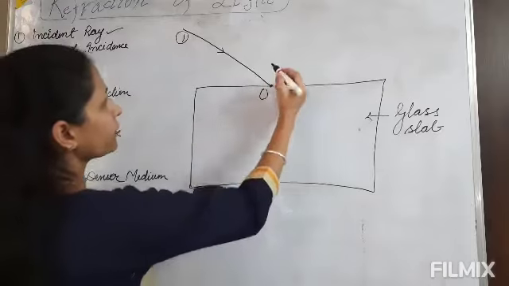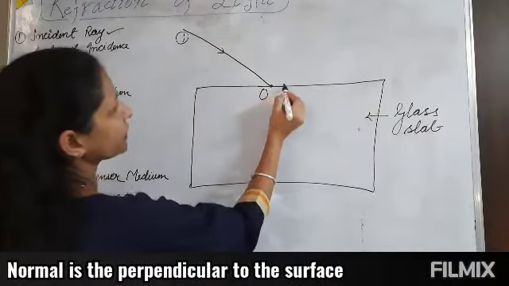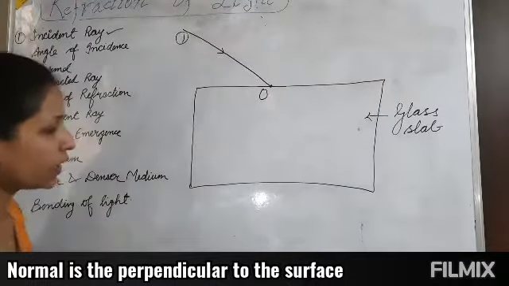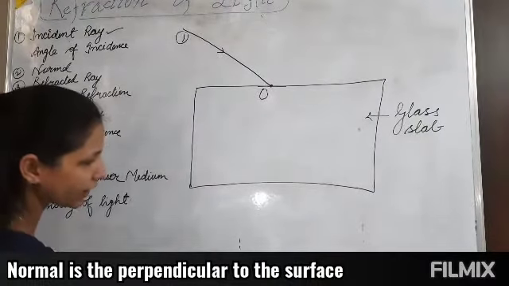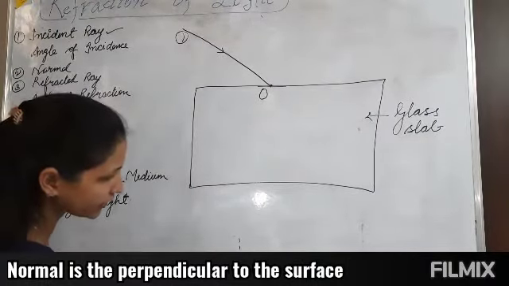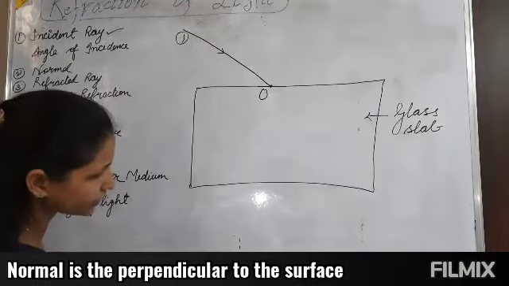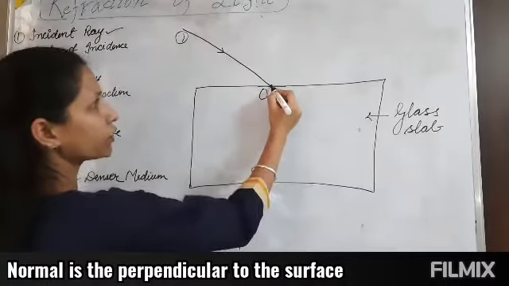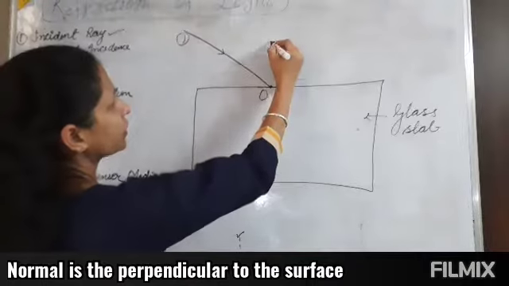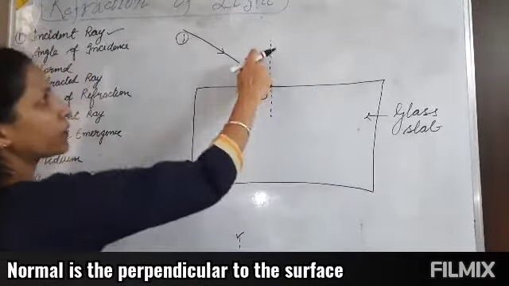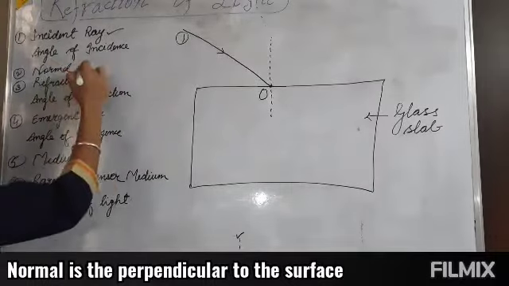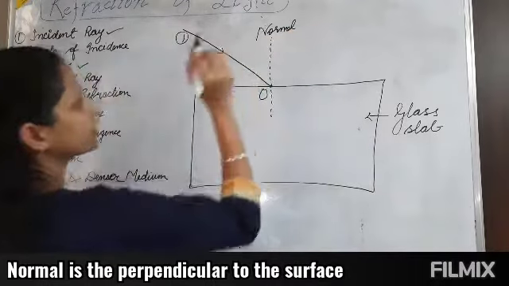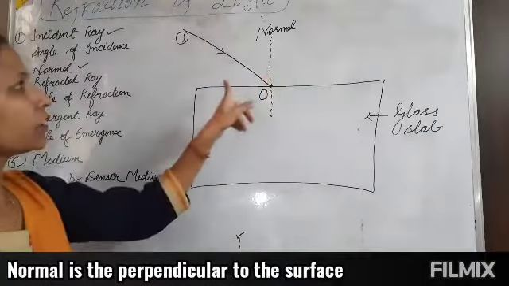At O we will draw a perpendicular to this surface. एक परपेंडिकुलर क्या होता है? Suppose we have this surface. हम इस पर 90 डिग्री पर जो लाइन ड्रॉ करेंगे, that makes 90 degree angle with this surface. This is called as a perpendicular. So हम at point O we will draw a perpendicular. This perpendicular is termed as the normal. So हमारी second term है normal. Normal is the perpendicular to this surface.